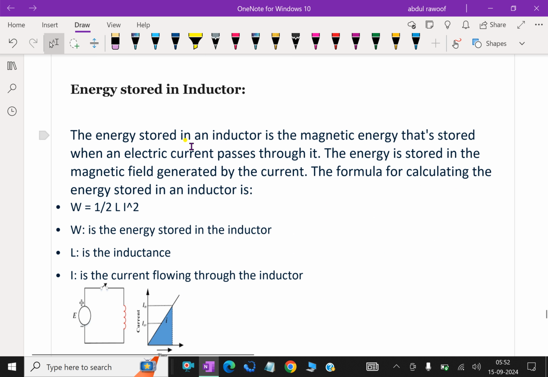Energy stored in an inductor. The energy stored in the inductor is the magnetic energy that is stored when an electric current passes through it. It's called energy stored.